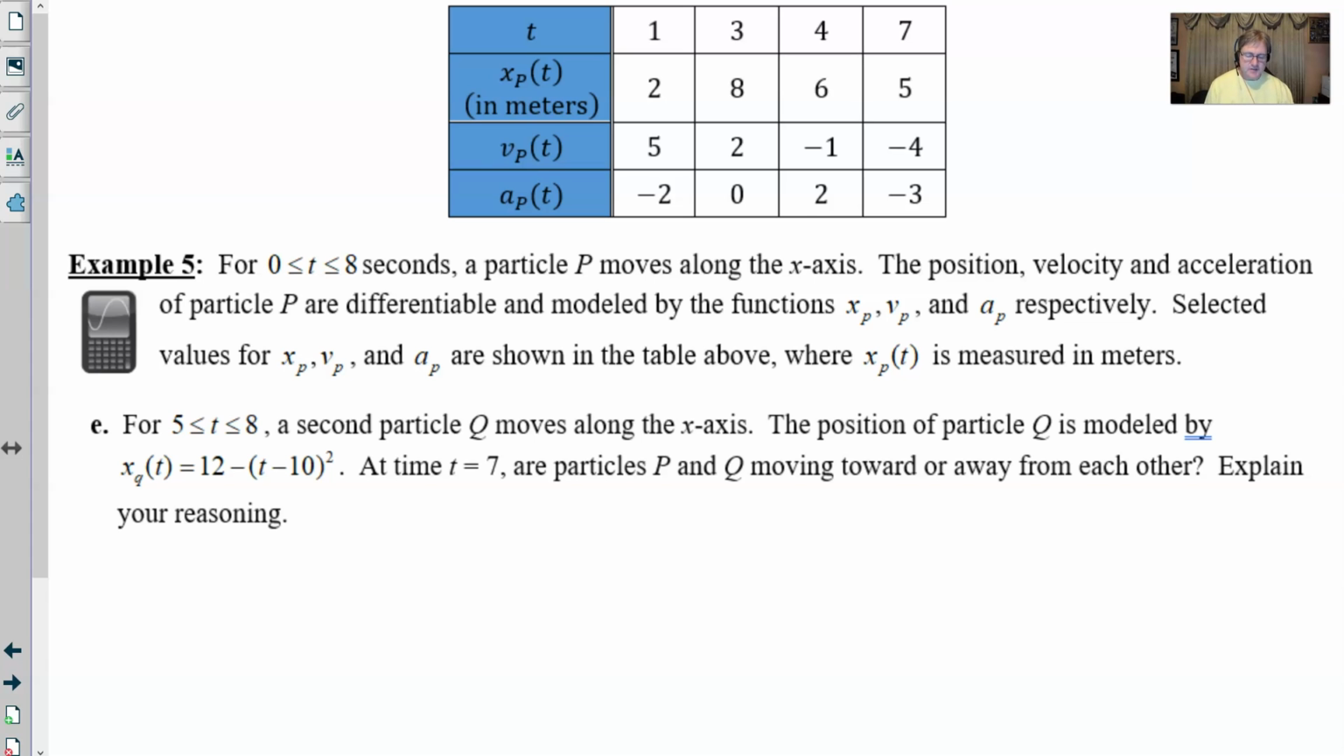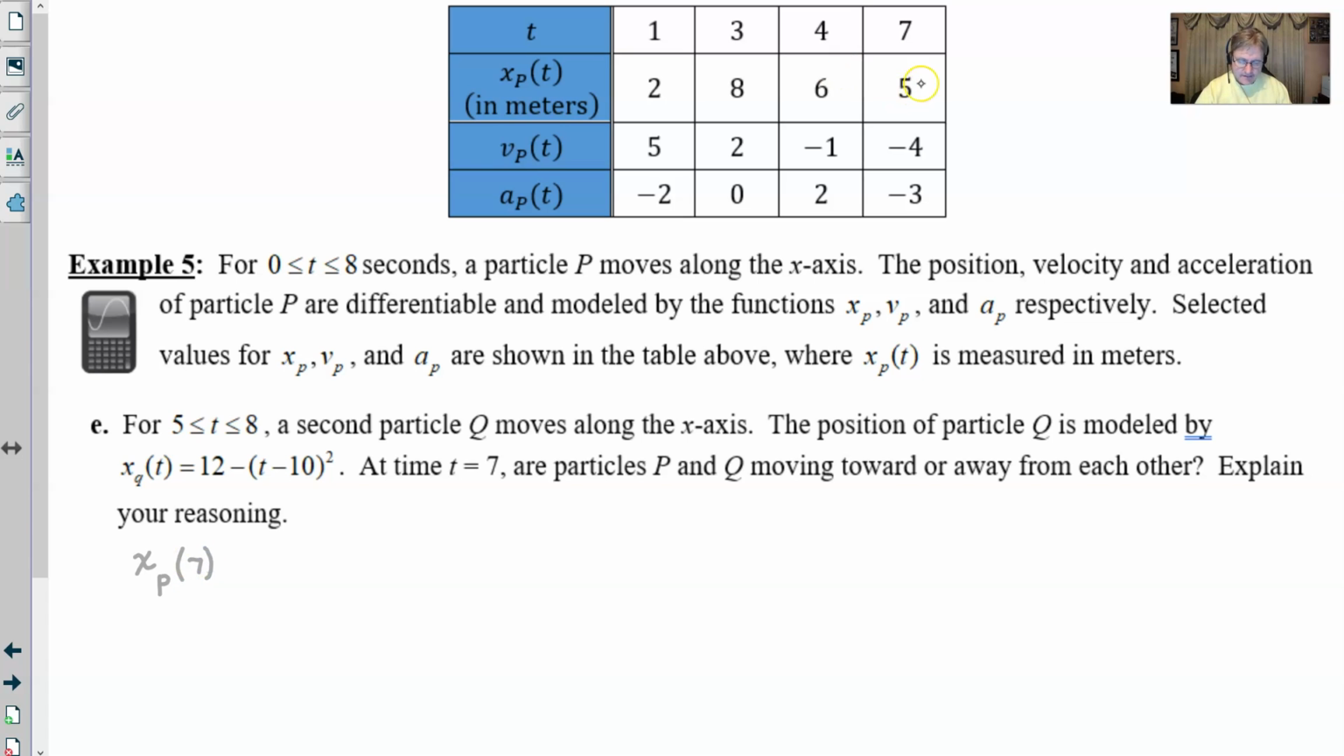The position of particle Q is modeled by this particular function. And at time 7, we're asking, are particles P and Q moving toward or away from each other? And of course, we're going to have to explain our reasoning. Well, anytime you're establishing whether particles move towards or away, you're going to have to know where they are. And where they are is a matter of finding position. So we're going to find the position of particle P at time 7.